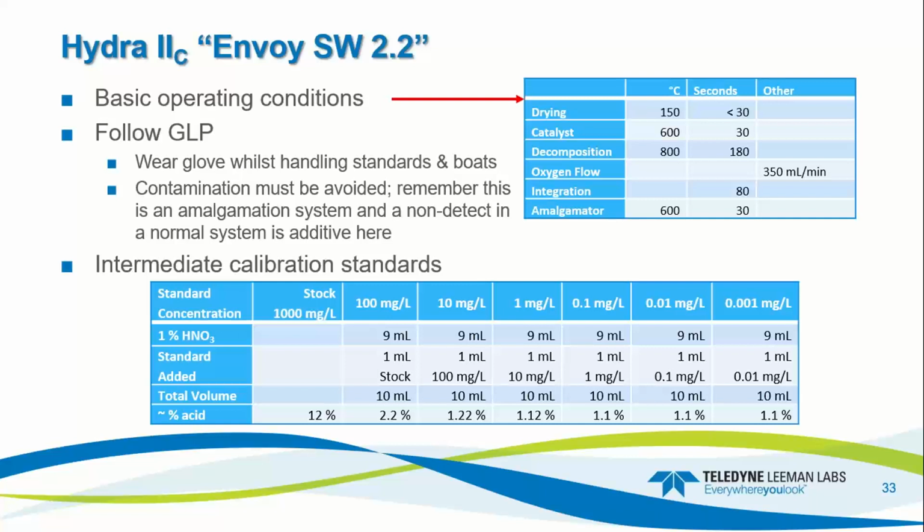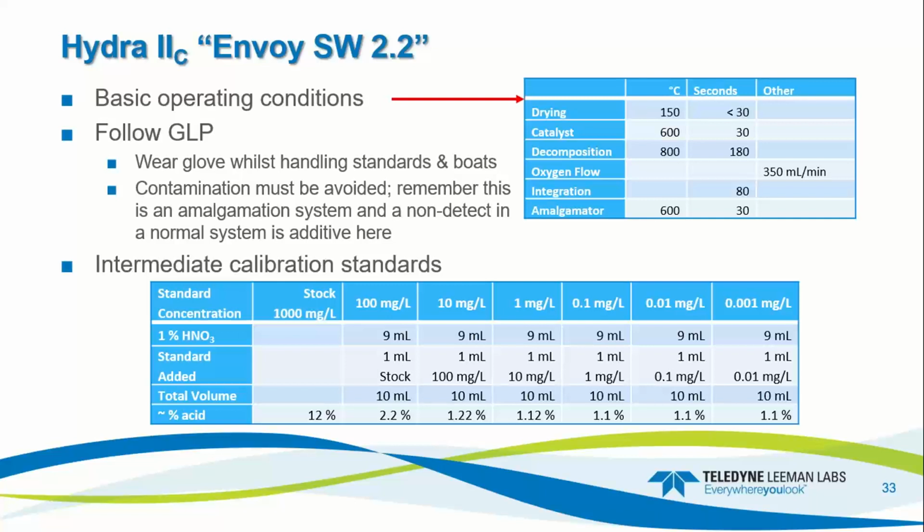Basic operation conditions. So drying, less than 30 seconds, 150, catalyst, 600, 30 seconds is a wait time. That's after the combustion is done. That's before the gold amalgamation or the gold trap turns on to liberate the mercury. Just make sure all the mercury passes through the system, through the dryer, and gets attached to the gold trap. Oxygen flow, integration time, and then again, the gold trap heater is set to 630 seconds for that.